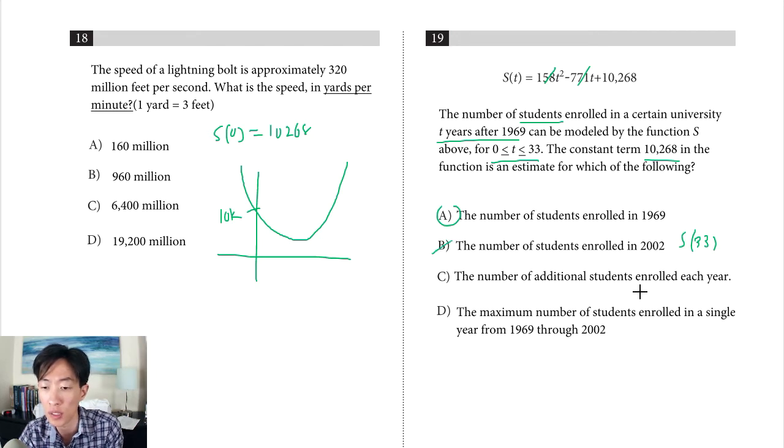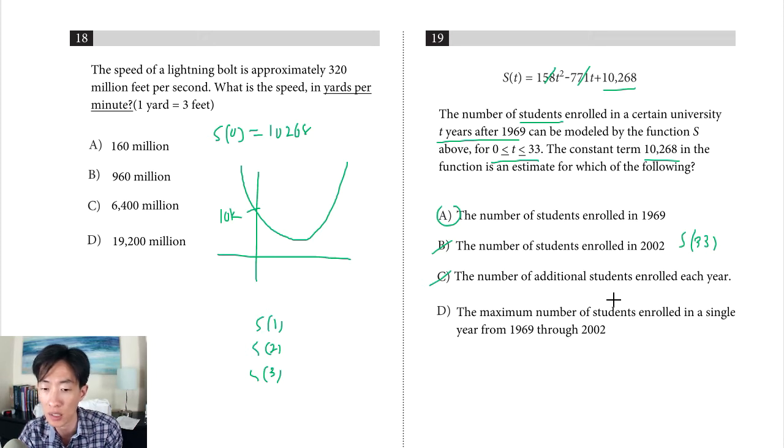C, the number of additional students enrolled each year. So this one, it should be clear that as t increases, say s of 1 or s of 2 or s of 3, what's happening is that you're plugging in 1, 2, and 3 for t. You're not going to be increasing by 10,268 each time, because that's going to be there every single time in the function. You're going to be increasing by some strange number. So C is out. D, the maximum number of students enrolled in a single year from 1969 to 2002.